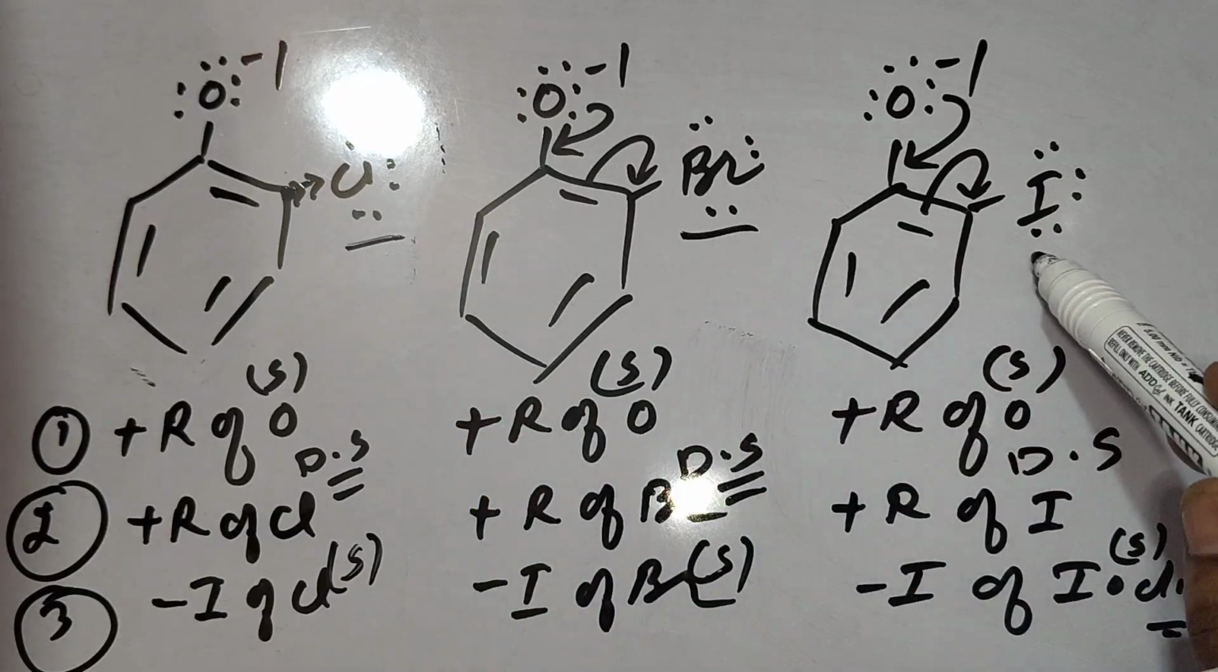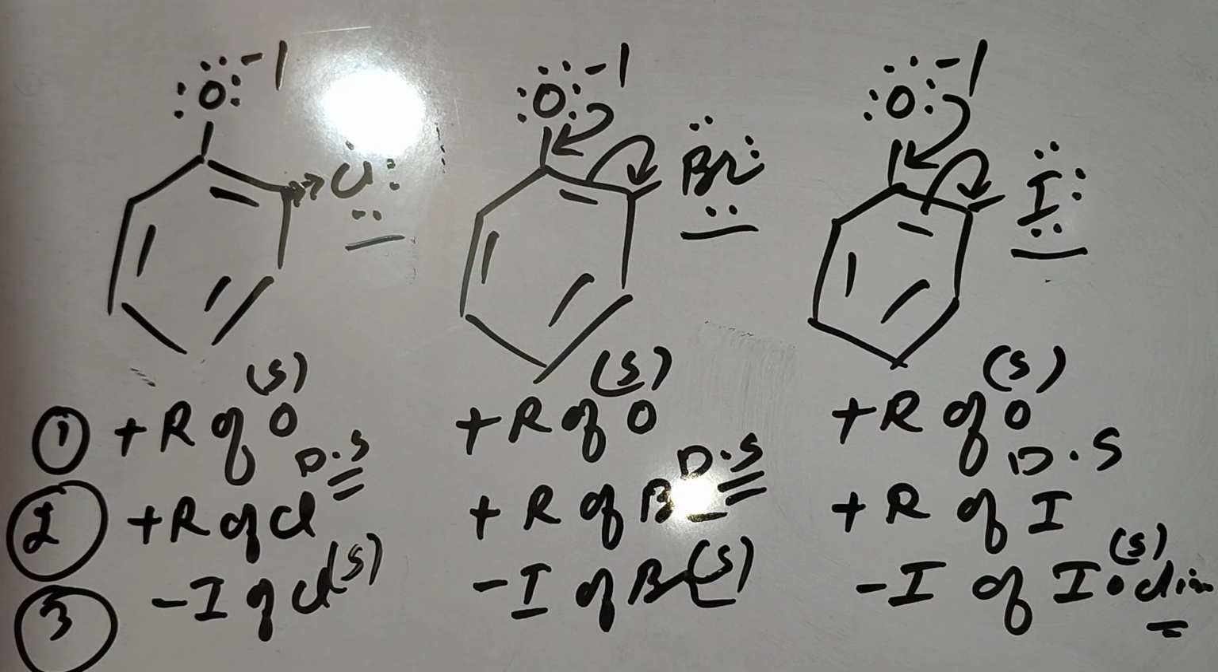Chlorine, bromine, iodine. Minus I effect dominates over plus R effect. Note down. It is a dominating factor here. Dominating means more powerful as compared to plus R. Normally, in most cases plus R dominates over minus I, but in chlorine, bromine, iodine, minus I dominates over plus R.